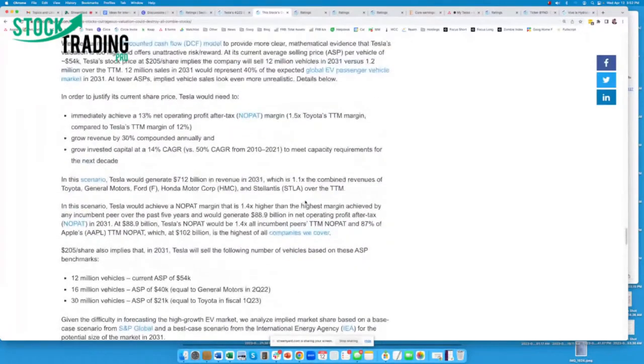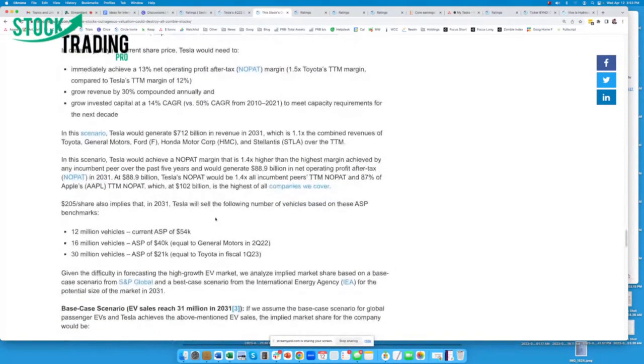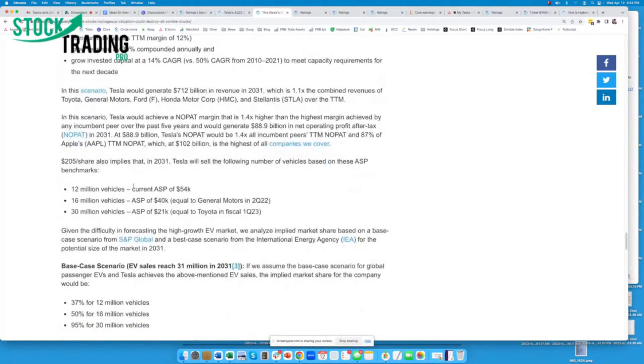where we analyze, in order to justify the current stock price, what kind of vehicle sales are required by 2031. And here we point out that for $205 a share, that's 12 million vehicles a year at an ASP of 54,000. And where were they in the last year or so? They're around 1 million. Wow.